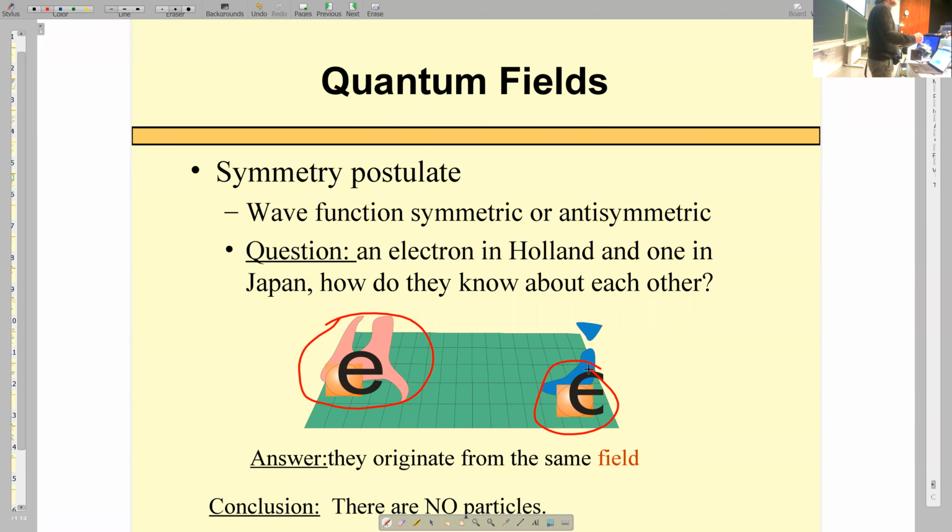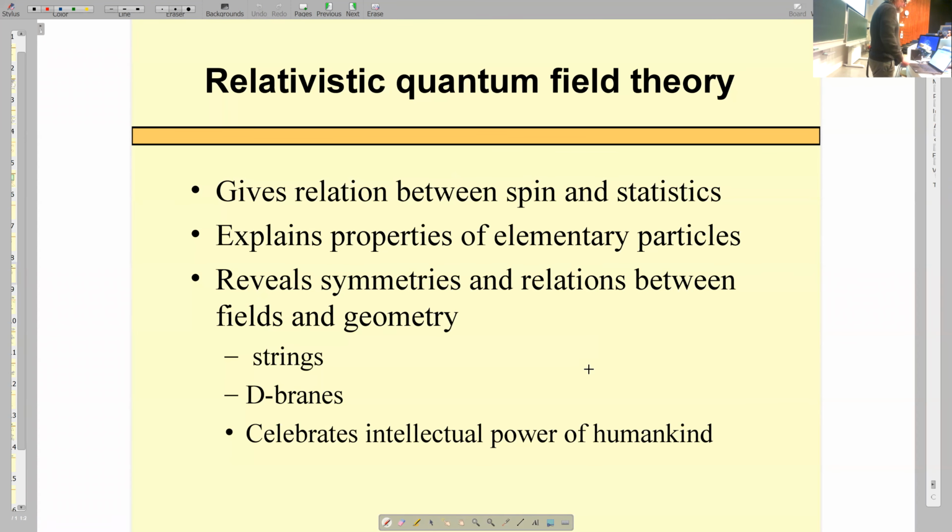Good, quantum fields. Any questions about this? Any thoughts? Let me tell you something about which I'm not going to tell you anything.